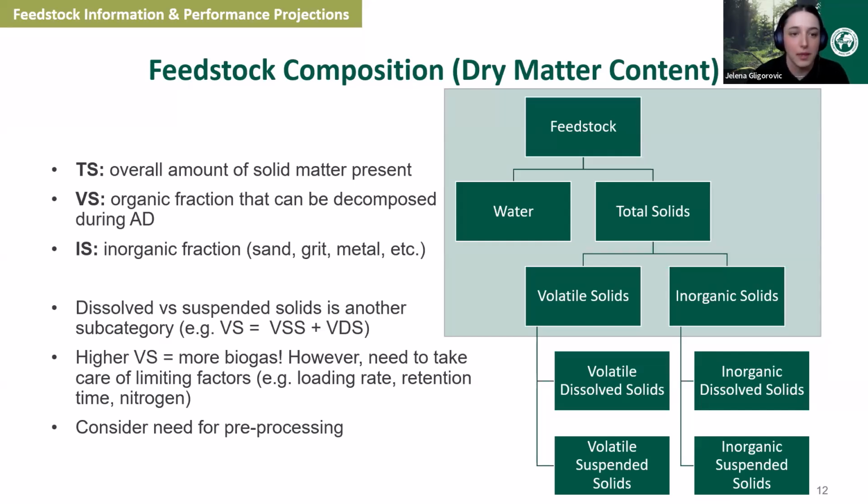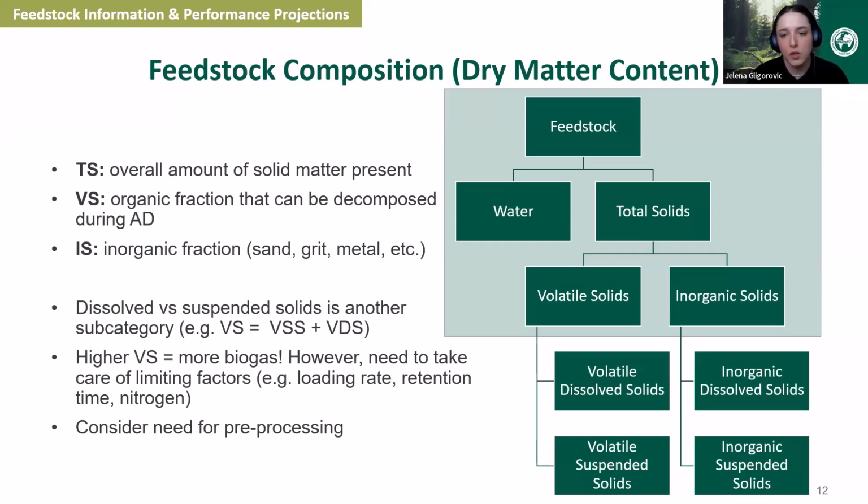Volatile solids being the organic fraction that can be decomposed during anaerobic digestion. This is essential for assessing the biogas potential and the organic loading rate, sizing the digester, all of that. The inorganic fraction is pretty much exactly what it sounds like, which is the material that cannot be decomposed during AD. So this is your sand, your grit, your metal, and other items, ash, those kinds of materials.